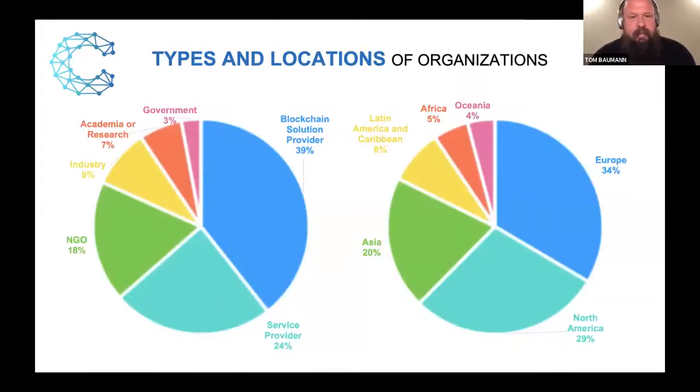Just to give you a sense of the membership, the organizations come from many different backgrounds. About 40% are blockchain and digital solution providers. Roughly a quarter are an array of service providers. And then the remainder come from government and industry, academia, and NGOs. So the majority of the membership are really the user community and other stakeholders rather than the tech community.